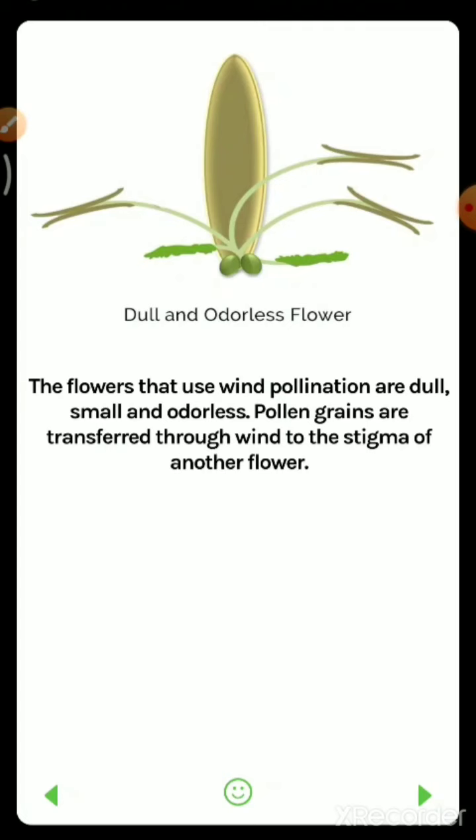So wind pollination will occur in which plants? Those flowers which produce very light and dry pollen grains, and they are dull, small, and odorless flowers. Okay, they should produce a large amount of pollen grains, and that should be light also, so that it can blow in the air easily. After blowing, it will fall on the stigma of any other plant of the same type. Like this way the pollination occurs.